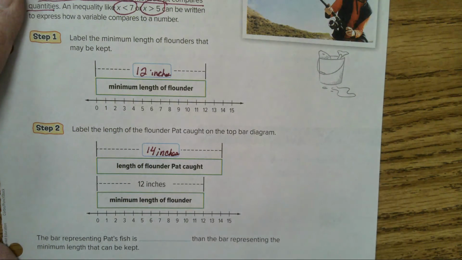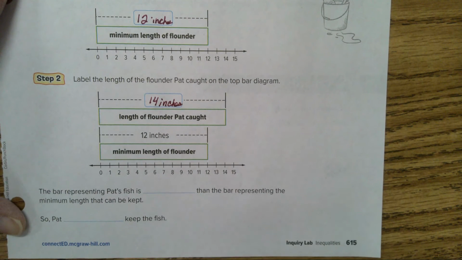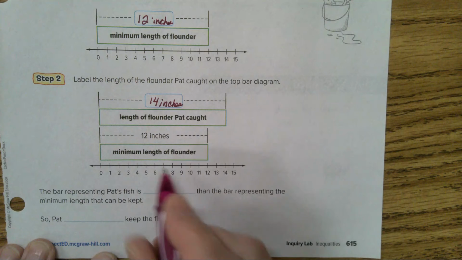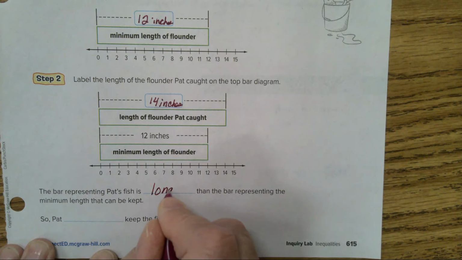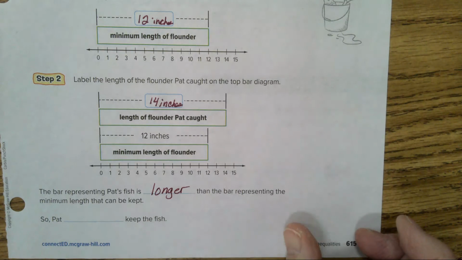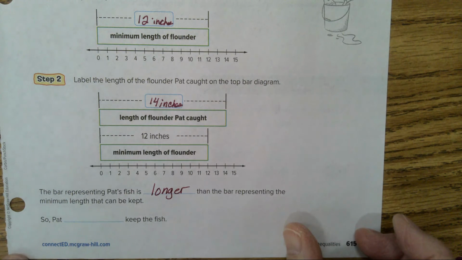The bar representing Pat's fish is longer than the bar representing the minimum length that can be kept. So his bar is longer. Maybe you would say greater, but the book here used longer. So, Pat can keep the fish.